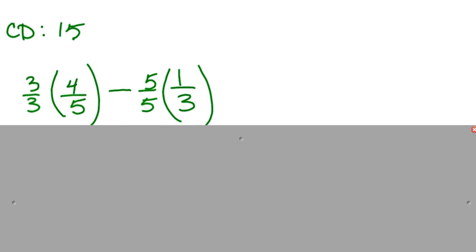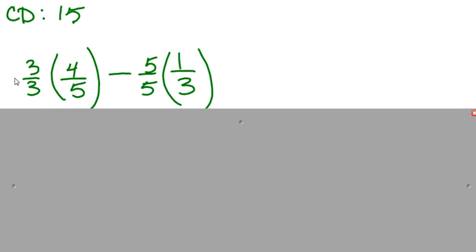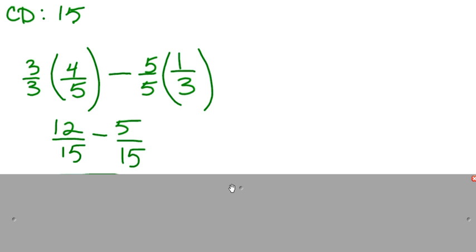So again, when you multiply your fractions, you multiply across numerators and denominators. In doing so, we will now have 12/15 minus 5/15. The denominators are the same, so we can simplify our numerators and combine our like terms. 12 minus 5, that's 7.